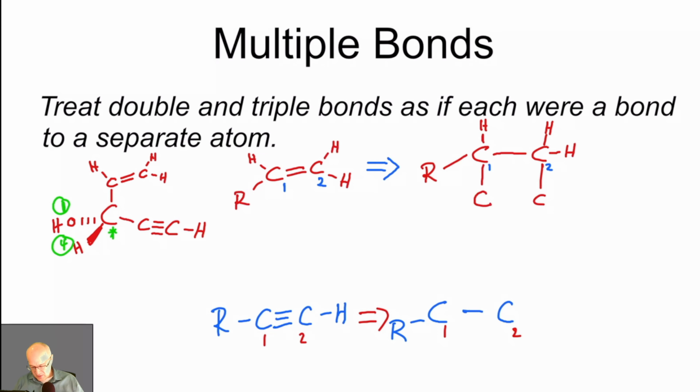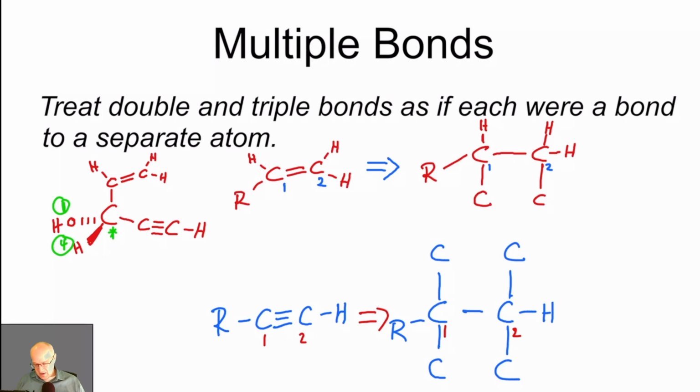Kahn, Ingold, Prelog say to look at it like this. There's 1 bond to carbon, 2 bonds to carbon, 3 bonds to carbon. Now, this is not at all how it looks in reality. This is how Kahn, Ingold, and Prelog are saying, when you're assigning priorities, examine it as if it were this. Okay? So now carbon number 2 is bonded to hydrogen. So let's draw that in. And it's bonded to carbon 3 times. So there's 1 bond to carbon, and there's the other 2. So this is how Kahn, Ingold, and Prelog say to examine multiple bonded species to assign priority.